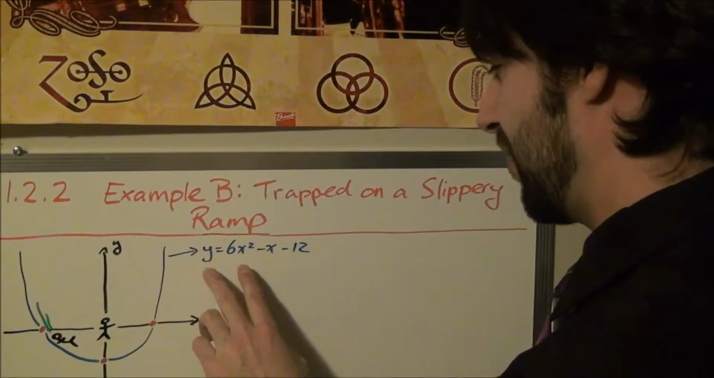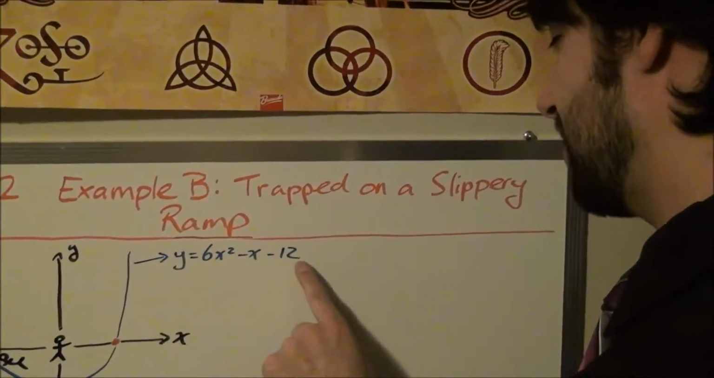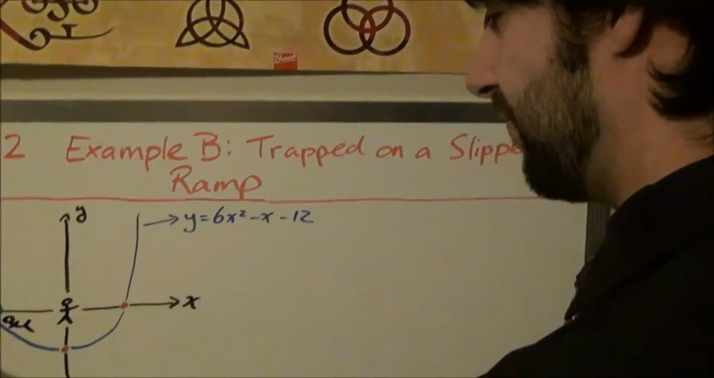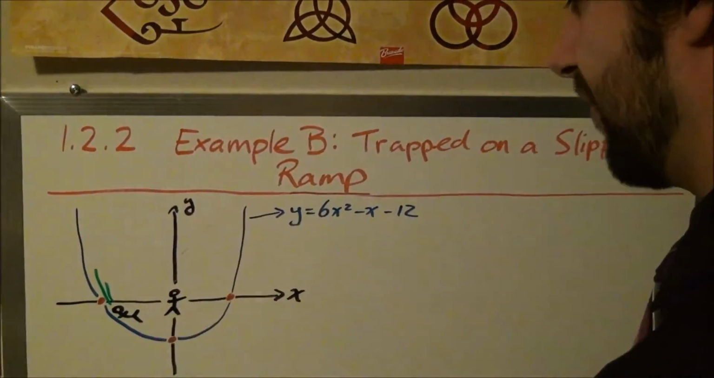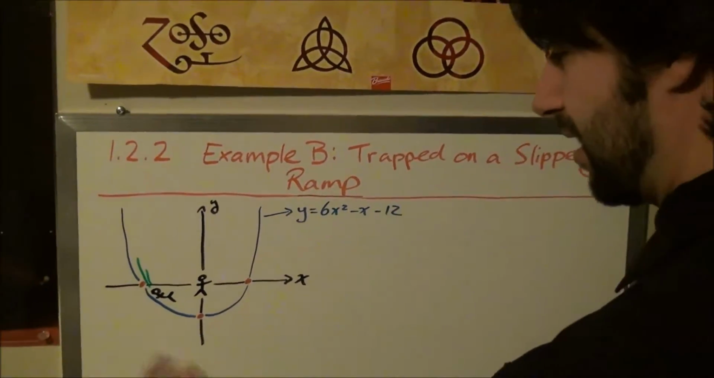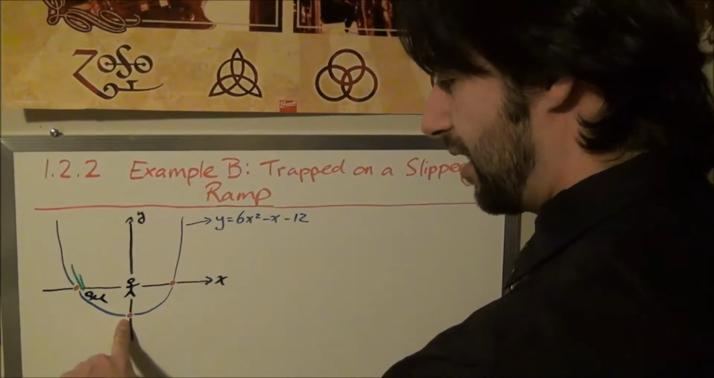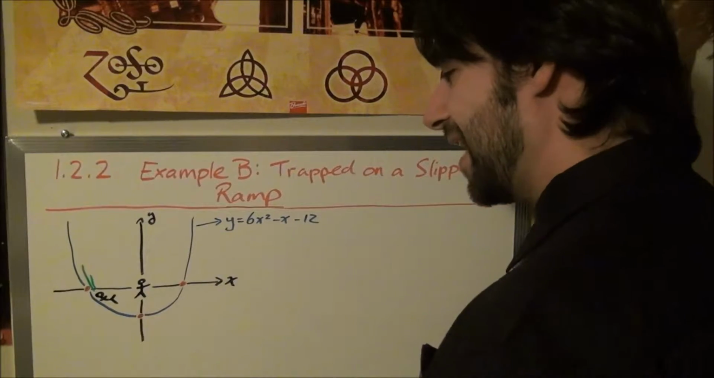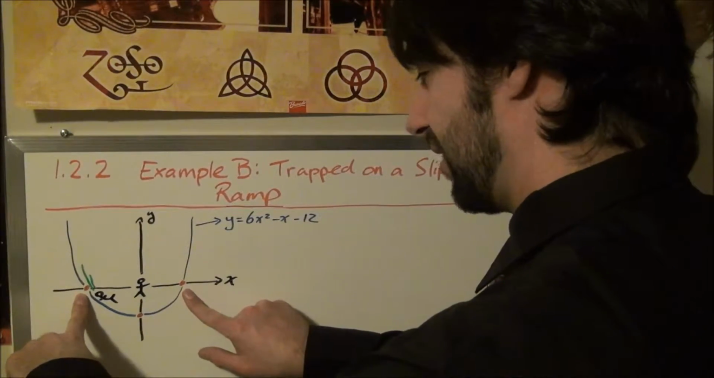shape of the ramp, can be described by the equation y is equal to 6x squared minus x minus 12. Here we can take x to be the lateral position and y to be the vertical position. So y is literally the elevation of the ramp. And we want to find in particular 3 points. We want to find the y-intercept, in other words the elevation of Physics Man when he's directly underneath Ray the Photon, and we want to find the x-intercepts when Physics Man is at ground level.